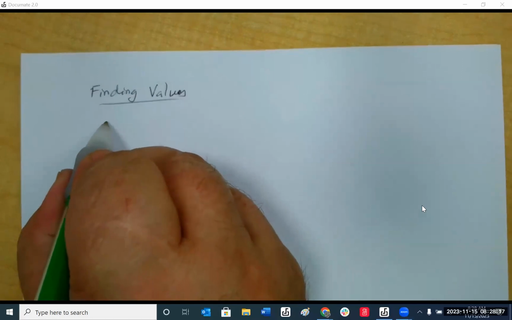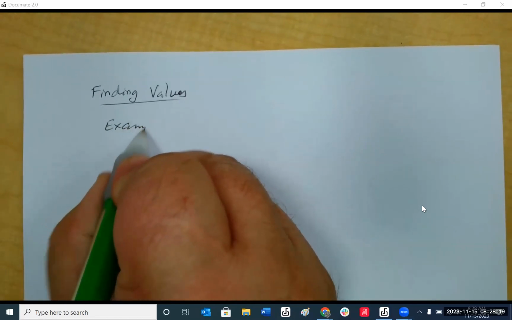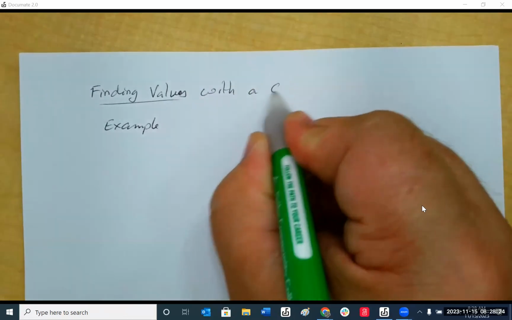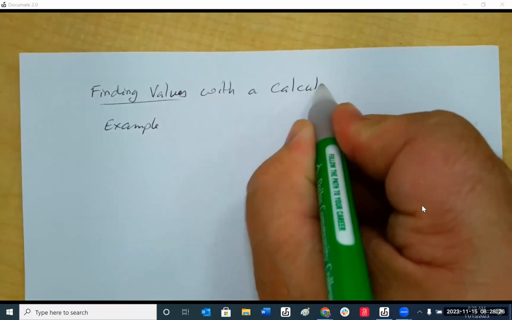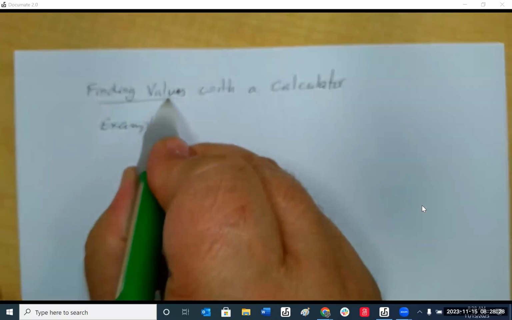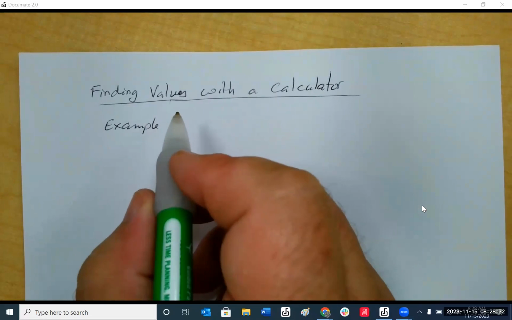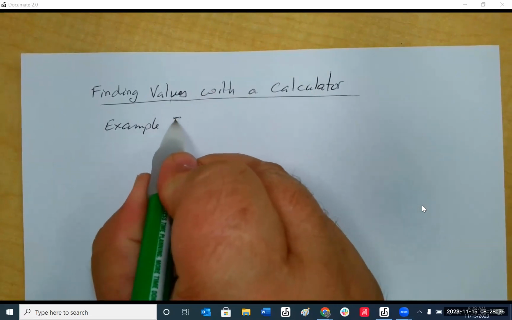Finding the values with a calculator. This is example 5.